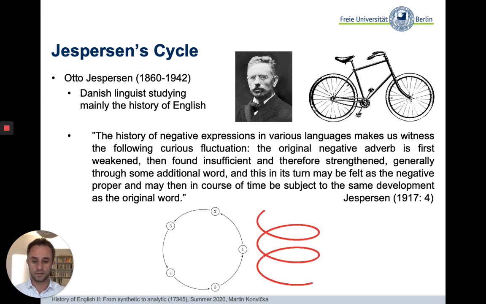Right, so you have this spiral-like, cyclical development, where you go from one negator to two negators and then to one negator again. But the one negator at the end of the process is a different one from the one we started with. So that's why it's sometimes not really called a cycle, but a spiral, right? Because you don't get back to the original starting point.